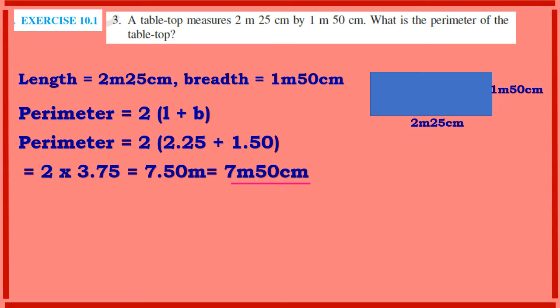So the answer is 7.50. If you are doing it in centimeter, then you will get the answer as 750 centimeter. So we can write it as mixed: 7 meter 50 centimeter. Is it clear? Next one.